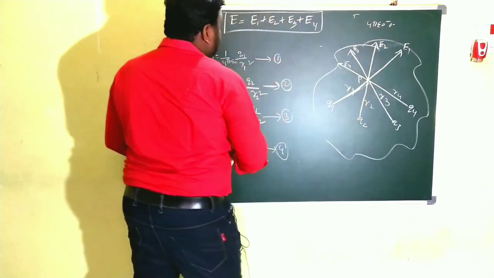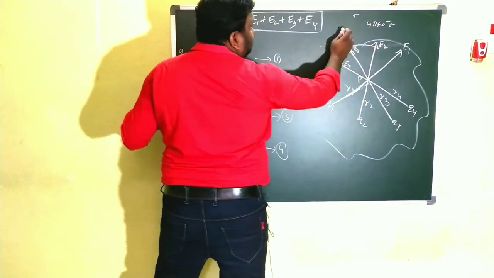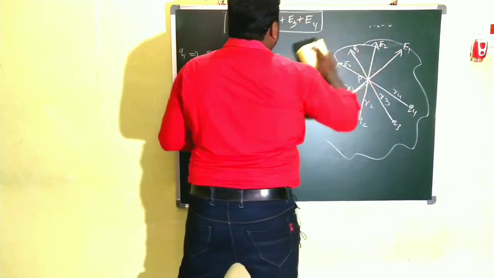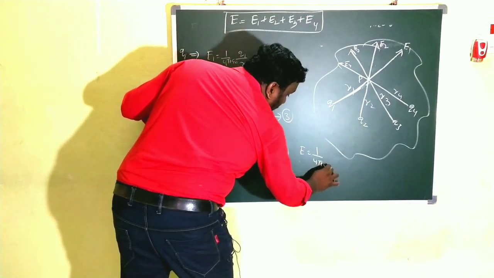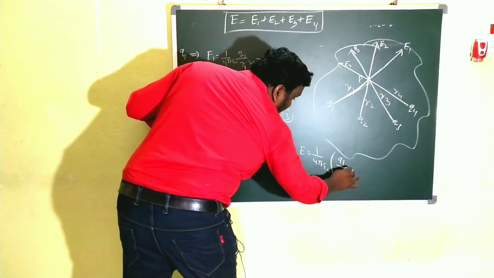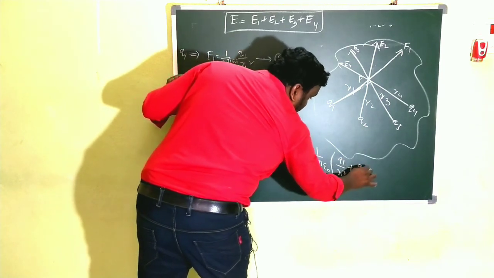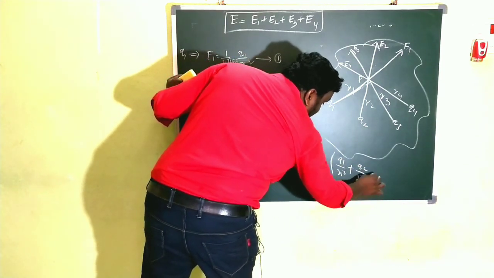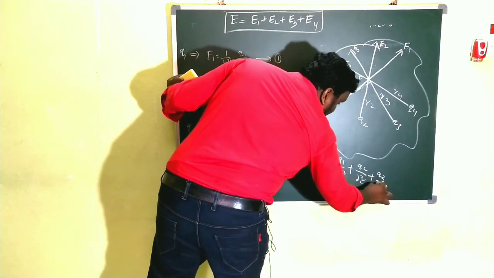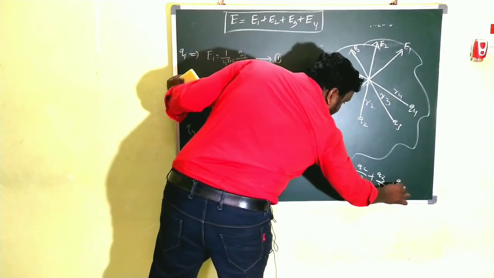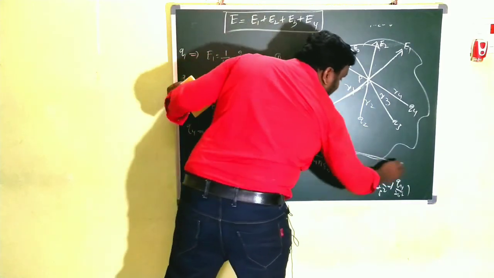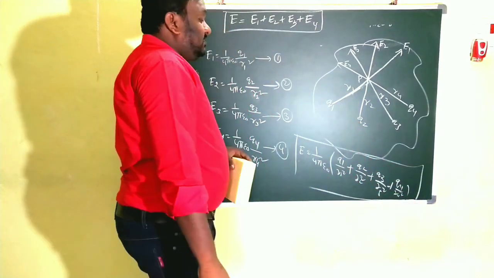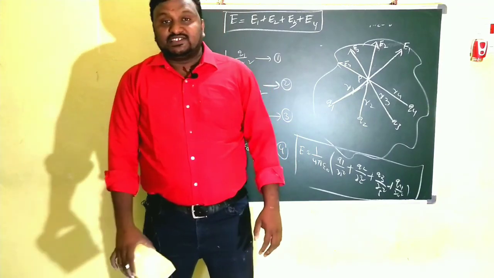Simply we have to substitute. E is equal to, I am simply writing, 1 by 4 pi epsilon into Q1 by R1 square plus Q2 by R2 square plus Q3 by R3 square plus Q4 by R4 square. So this is the resultant electric field intensity.